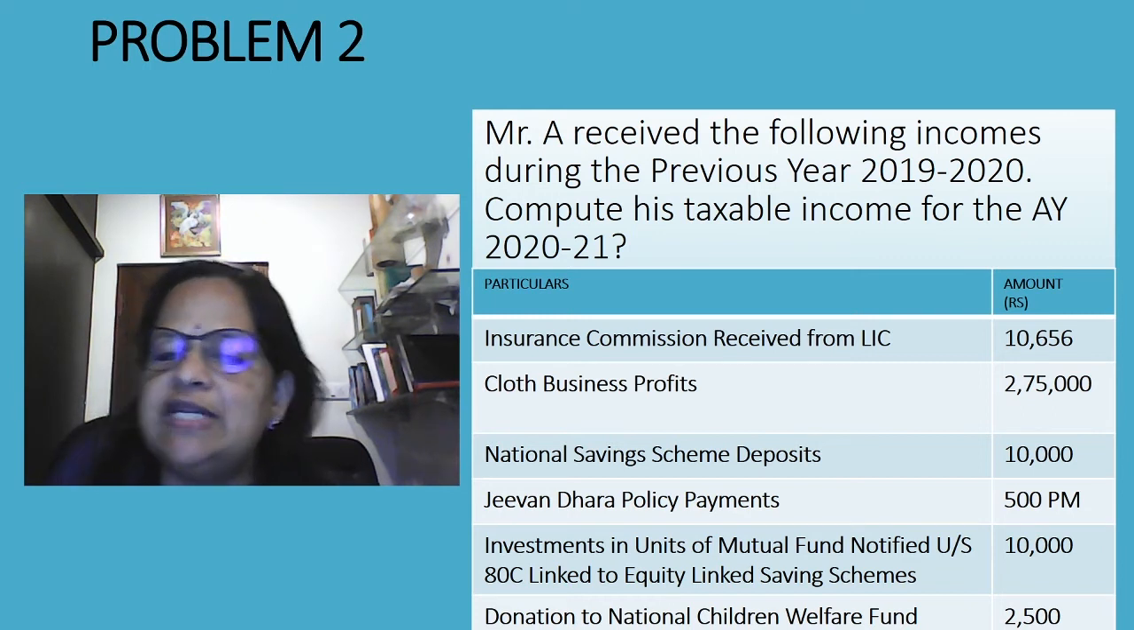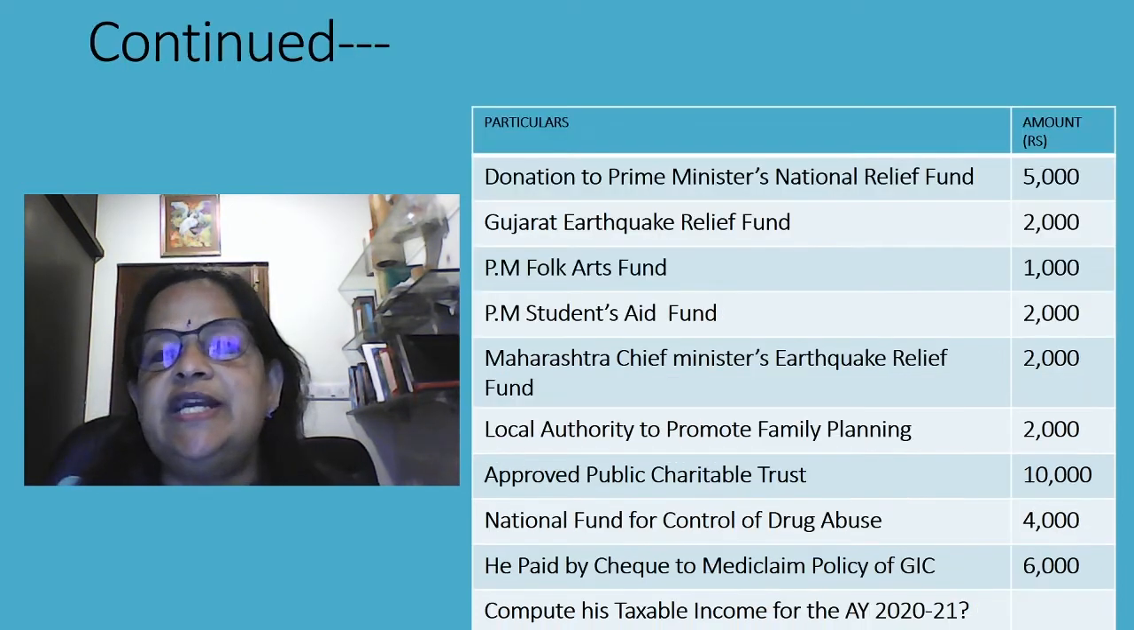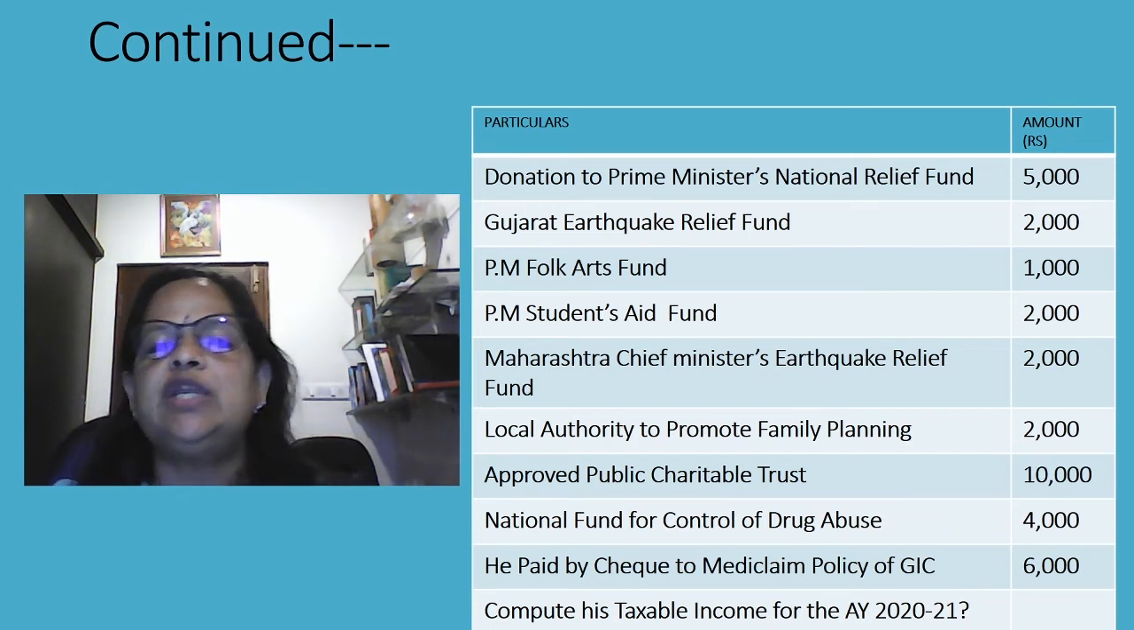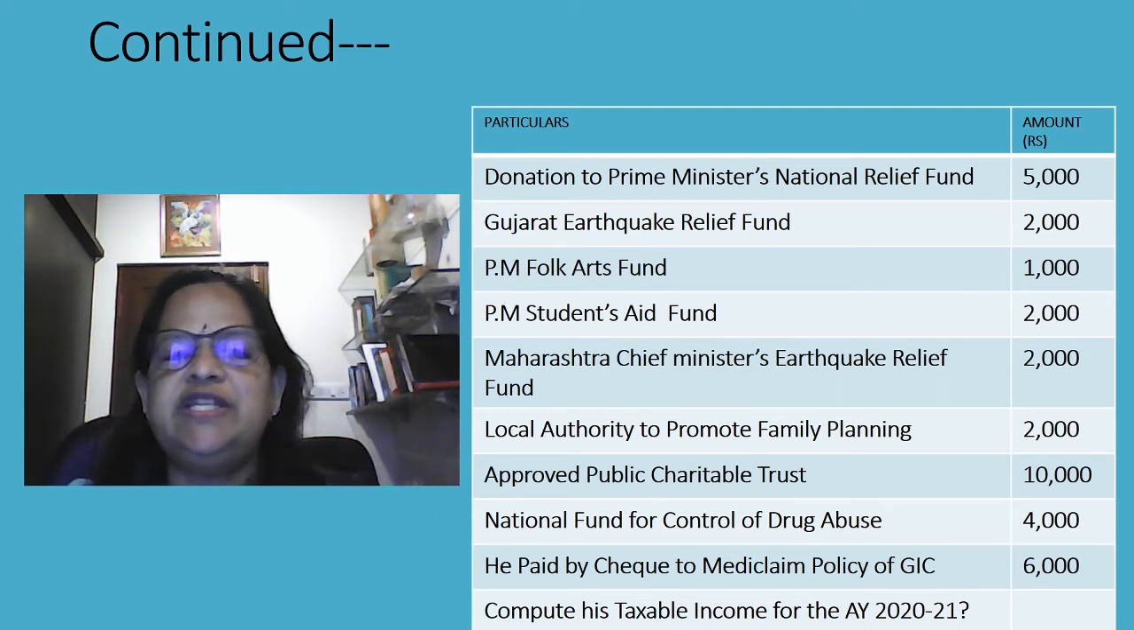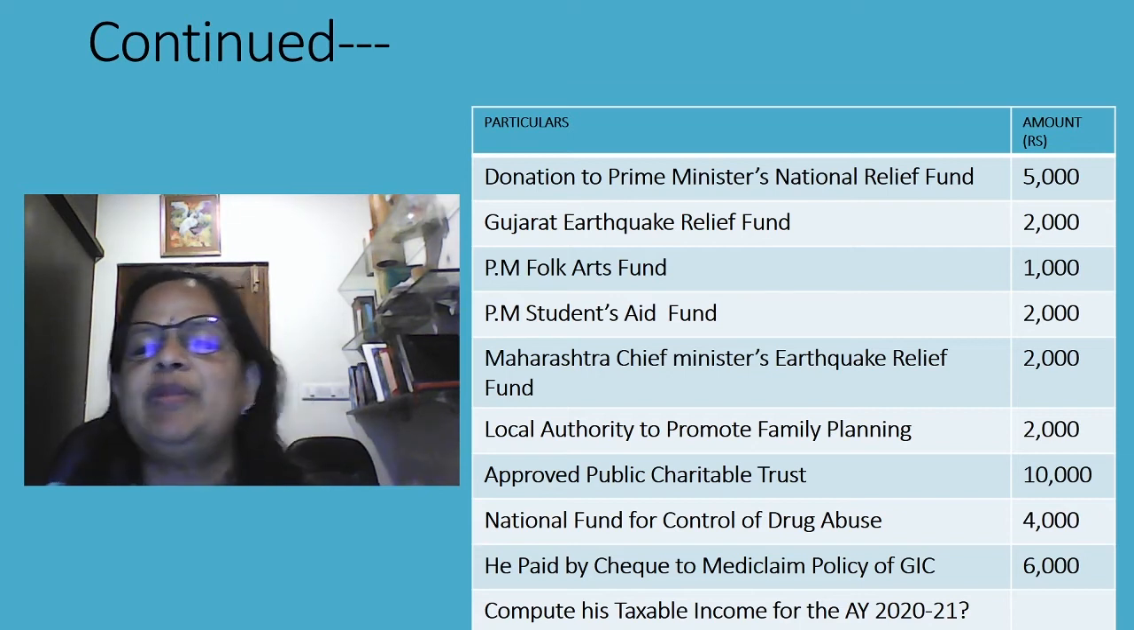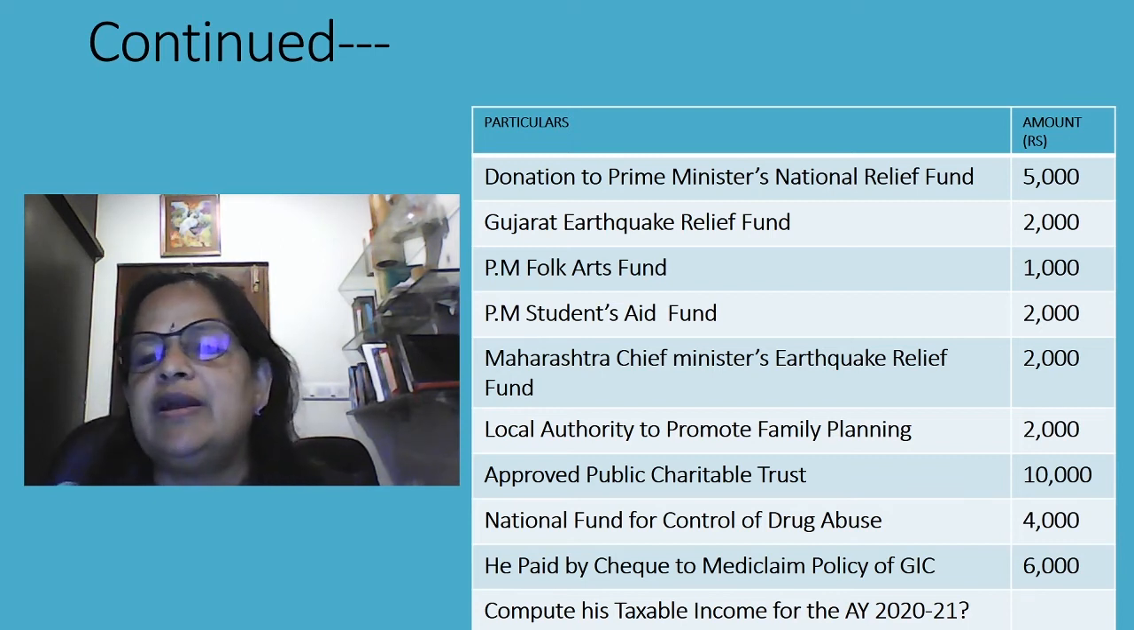Donation to National Children Welfare Fund is an 80G deduction. Now, donation to Prime Minister's National Relief Fund, 5,000, 80G. Gujarat Earthquake Relief Fund, 2,000, 80G. PM Folk Arts Fund, 1,000, 80G. PM Students Aid Fund, 2,000. Maharashtra Chief Minister's Earthquake Relief Fund, 2,000. You have to remember three types: Maharashtra, Jammu and Kashmir and Karnataka. It comes under without limit and it's 100%. These three states you have to remember.